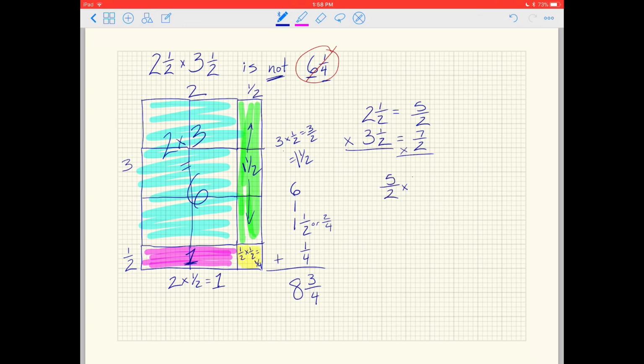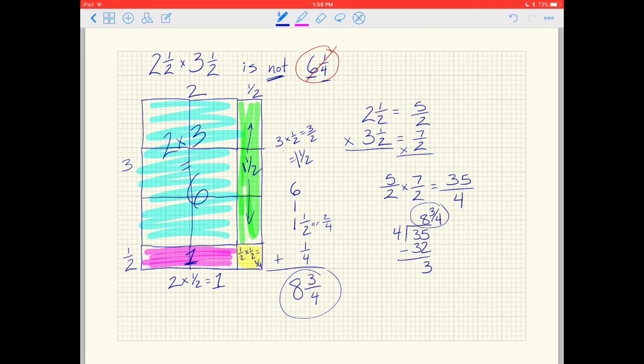And then I can just multiply them straight across. 5/2 times 7/2 is 35/2. Sorry, 35/4, because 2 times 2 is 4. 35 over 4 means 35 divided by 4, so I'm dividing the 4 into 35. 8 times 4 is 32. I've got 3 left. Those 3 left, we're still wanting to divide them by 4, so we end up with 3/4. So 8 3/4 again.